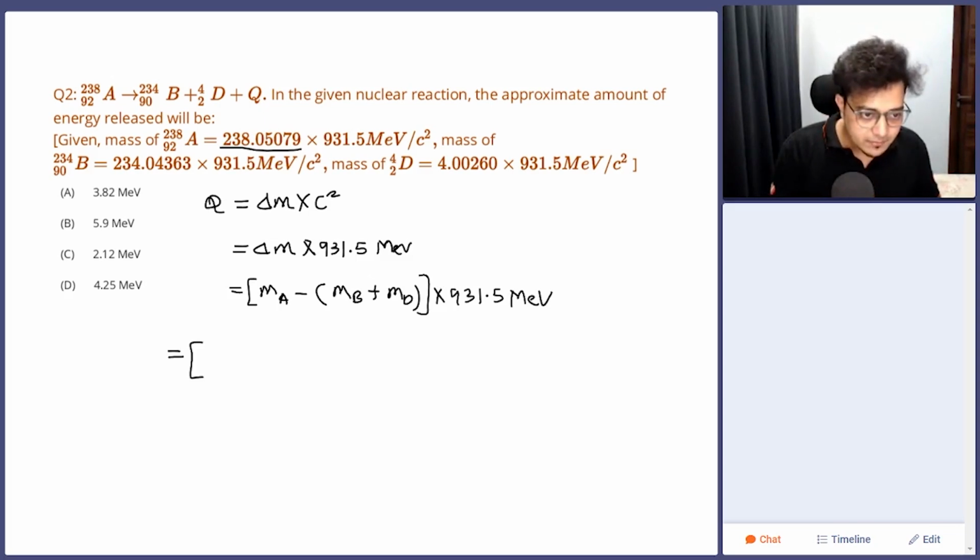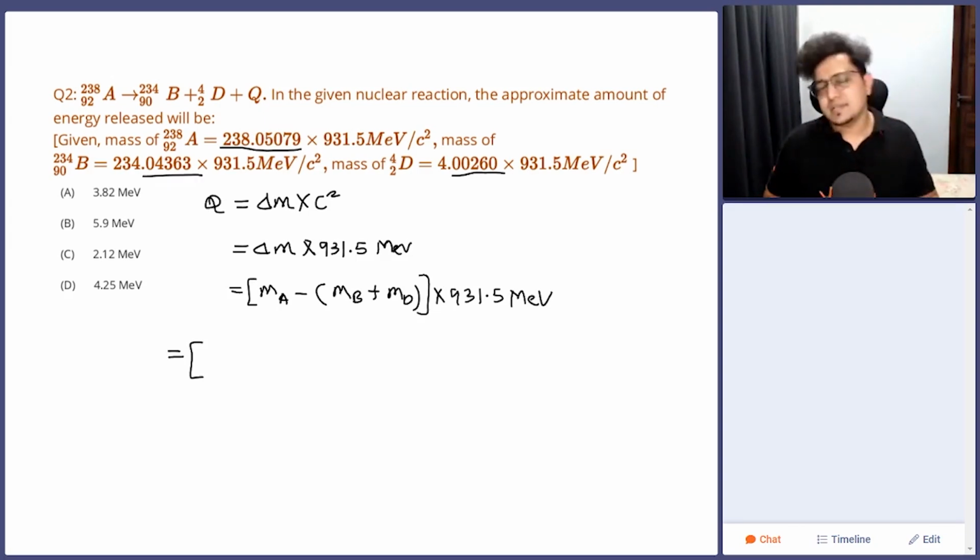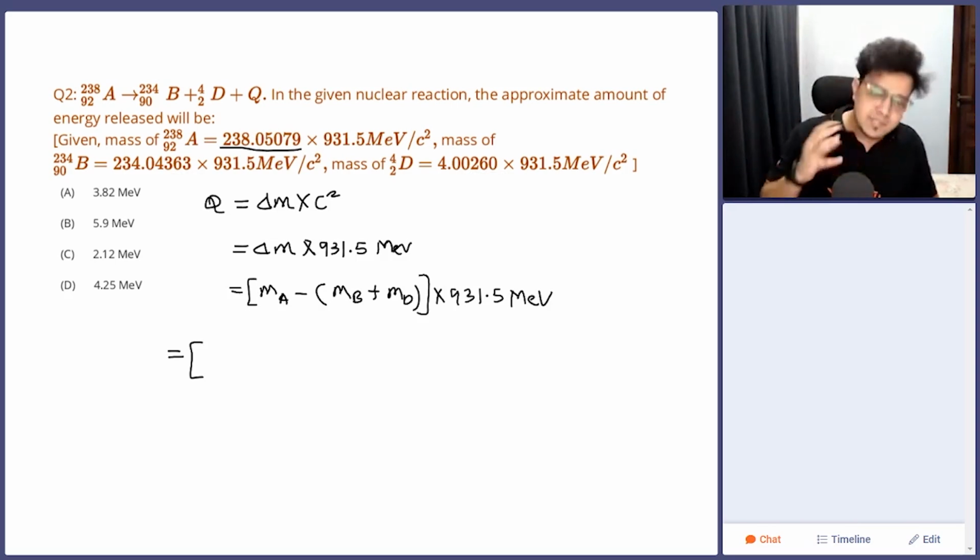Okay. So just be careful with values. Now here in this question, you can see values are given to 4, sometimes 5 places after the decimal. So up to you. If time permits, if you're in a situation where you can take the exact values, do it. But if time doesn't permit, if you take 4 places after the decimal, that is fair enough.